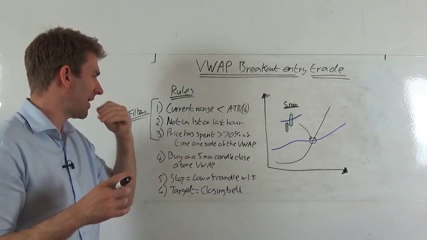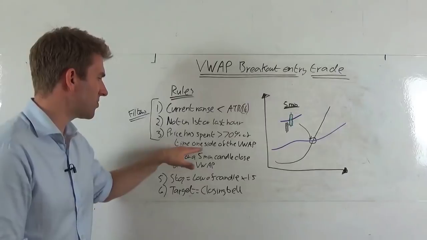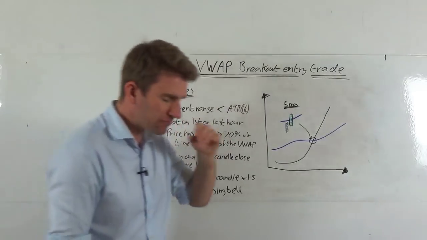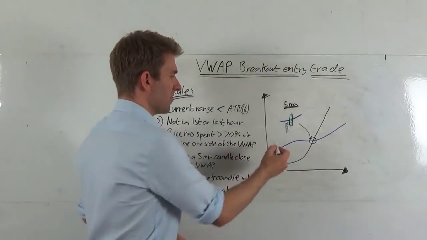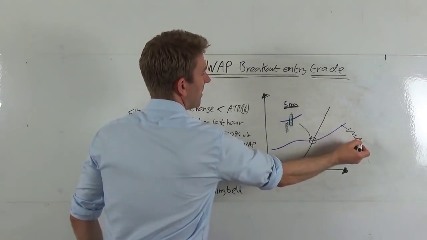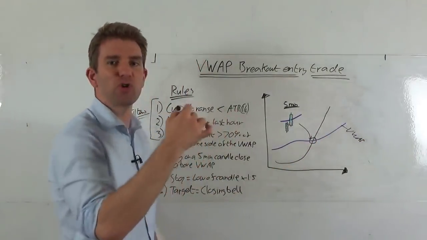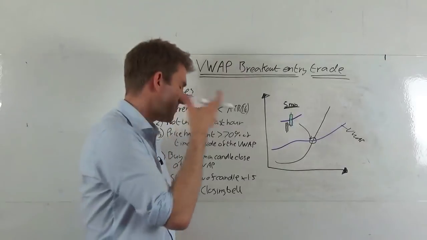Okay, what else I want to look at here? Number three, price has spent greater than 70% of time one side of the VWAP. So what do I mean by this? What we don't want to see is something that's been chopping around the VWAP. By the way, this purple line here is our VWAP. What we don't want to see is price chopping around the VWAP. This is no good for that kind of thing, because you're going to get faked in, faked out.